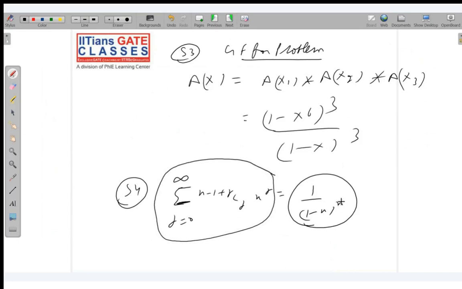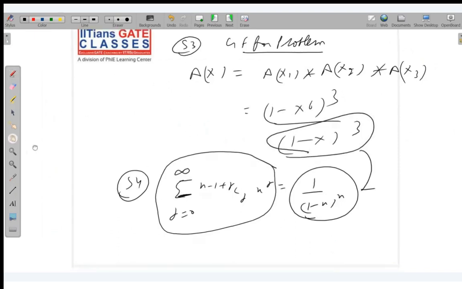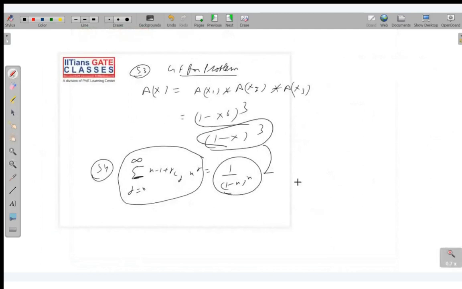If I take n equal to 3, what will this formula become? Why am I taking n to be 3? Because I have 1 minus x cube. So I will apply this, take n equal to 3. So what will I get? 1 upon (1 minus x) cube is equal to sigma r equals 0 to infinity, and n is 3, so (3 minus 1 plus r)Cr x power r. Is it okay? Yeah, sir.